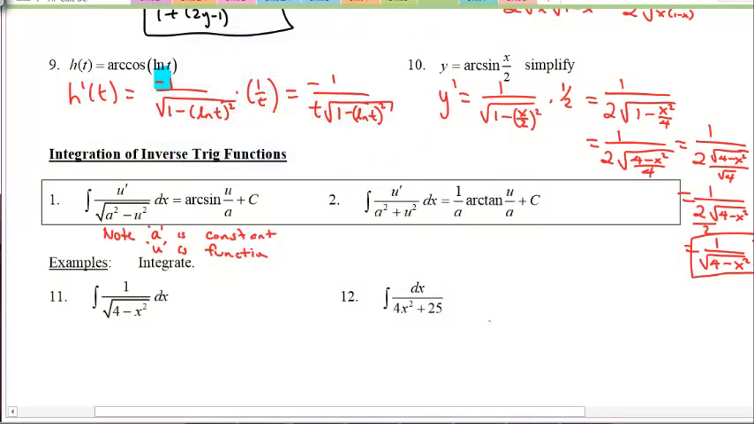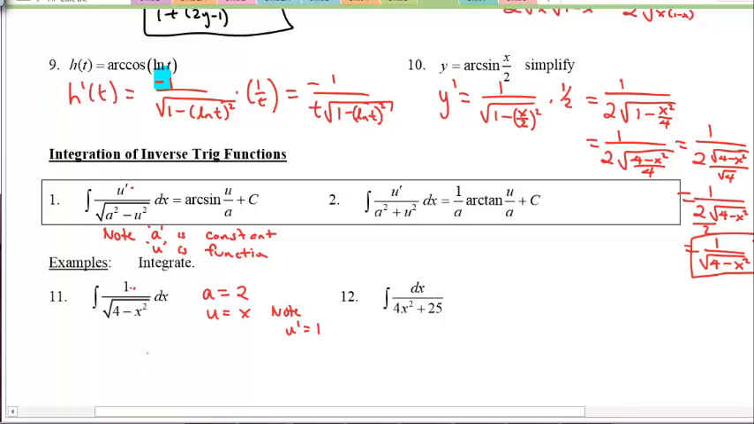So let's look at example number 11. Here's how I'd like you to integrate. Notice this looks very similar to number 1. And if you can quickly identify, I hope you can see that the a value is just equal to 2, because 4, of course, is 2 squared. And the u is just equal to x. And that's over here, right? So notice also that if u equals x, then u prime just equals 1, and that's great because that's the numerator that we have in question 11.